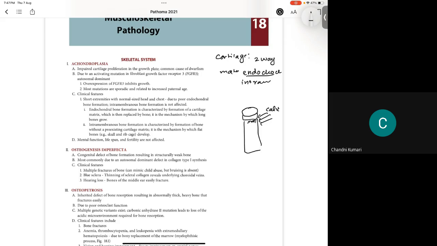That's endochondral. We have intramembranous ossification. That is your flat bones.